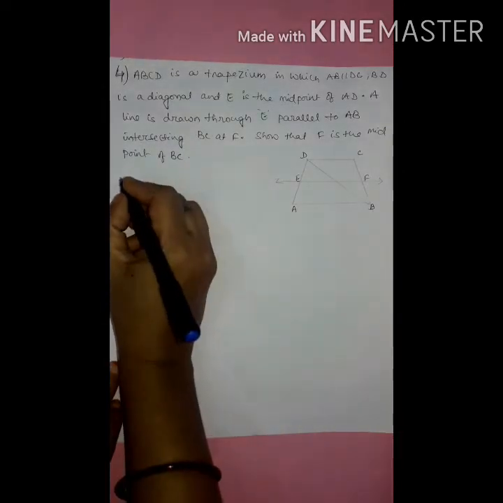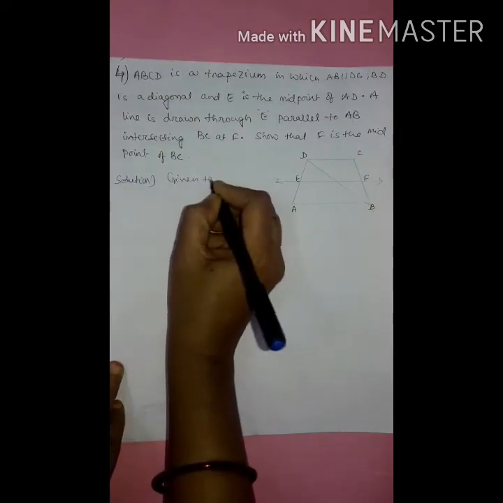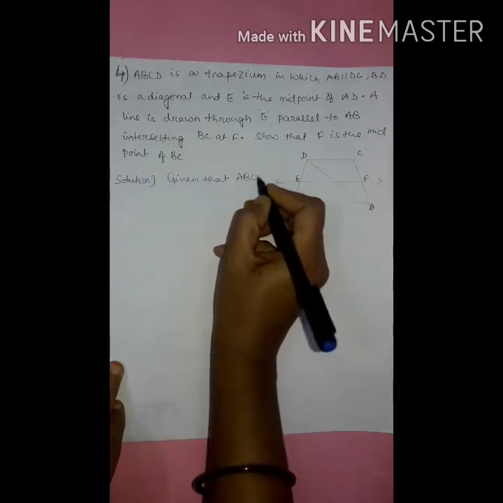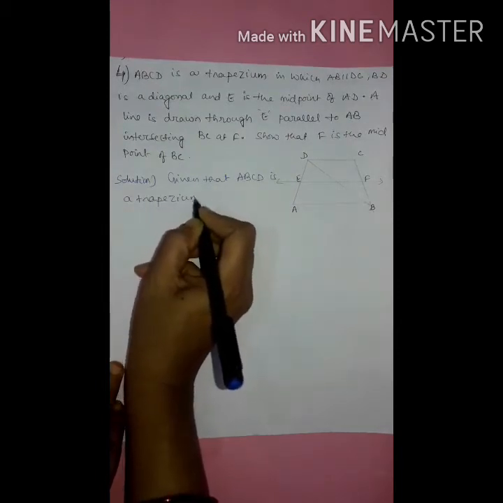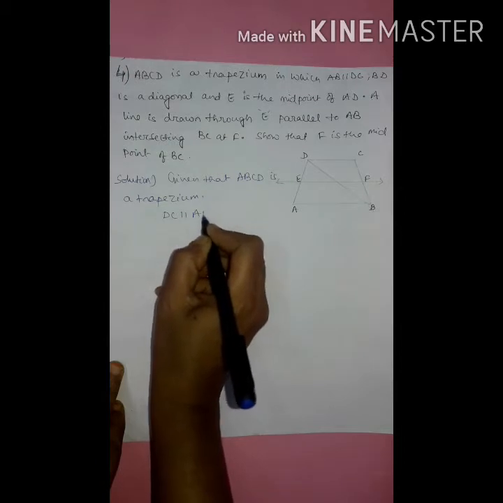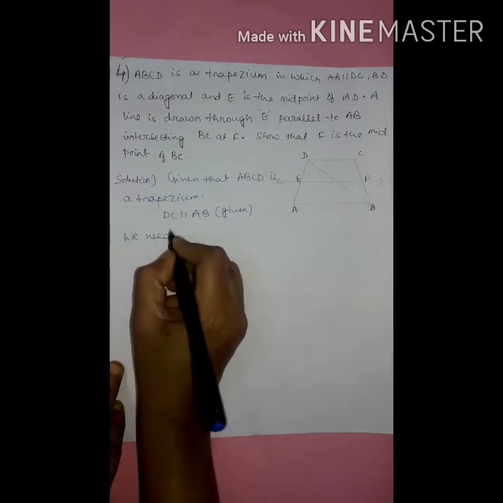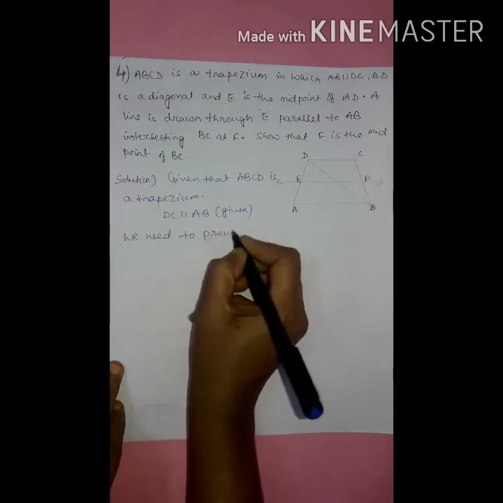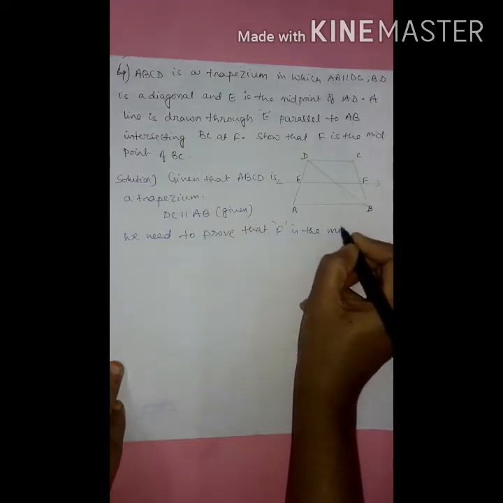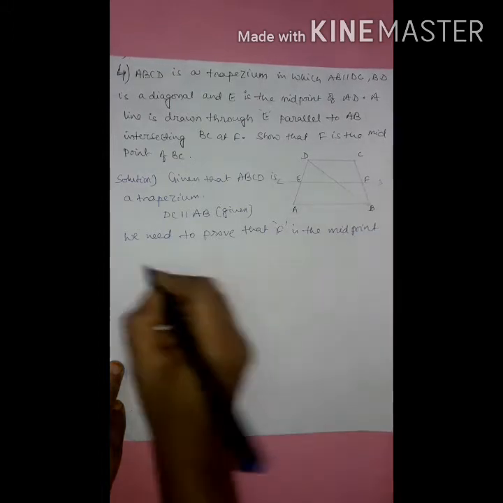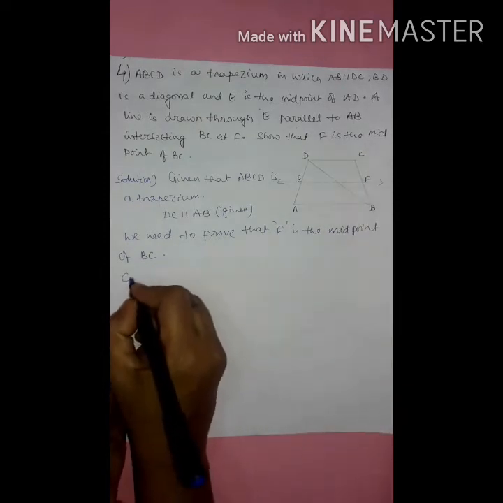So what we will do, solution. Given that ABCD is a trapezium, DC is parallel to AB. It is also given. We need to prove that F is the midpoint of BC. So, construction.